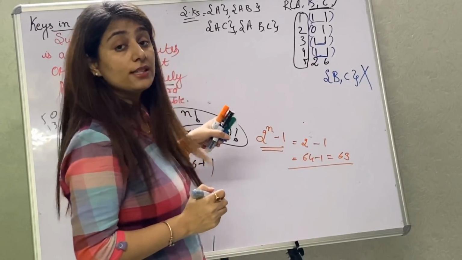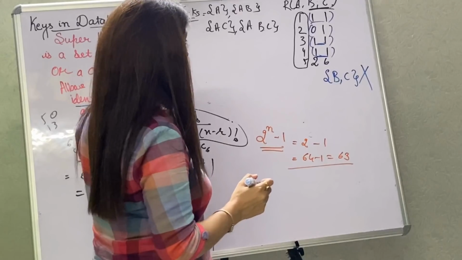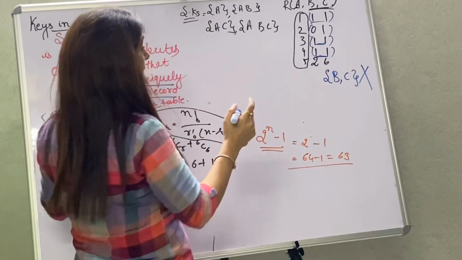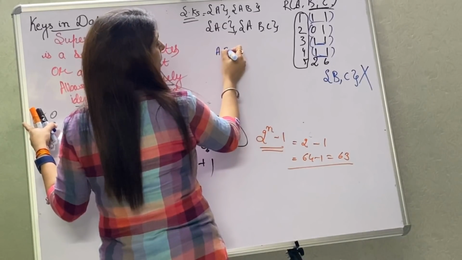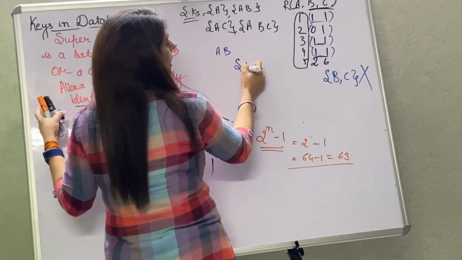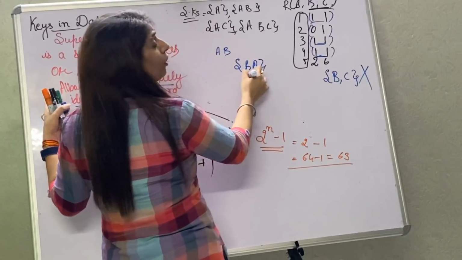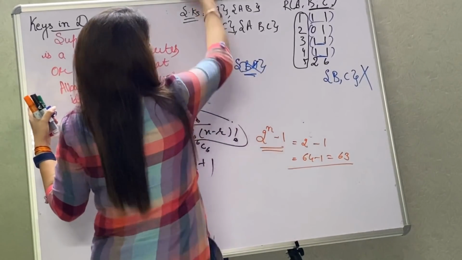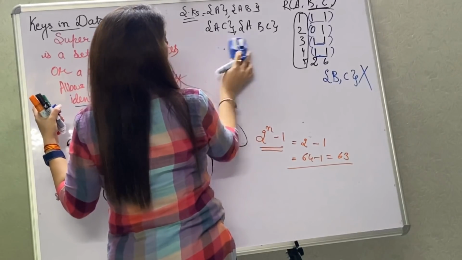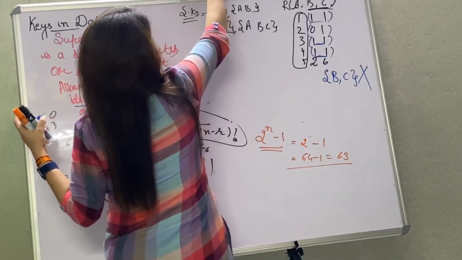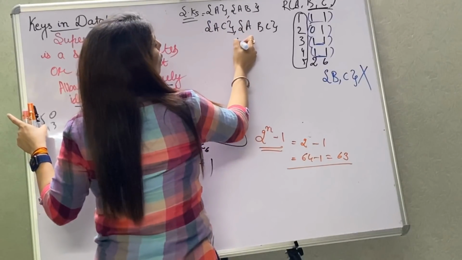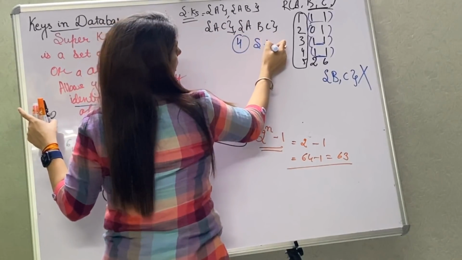So how many super keys did I find over here? See, the order does not matter here. If I have written AB, and next time you make a set BA, it will not create any difference. Order does not matter. Clear? So this is useless, you can say. So here how many super keys do I have? 1, 2, 3, 4. 4 super keys are with me now.